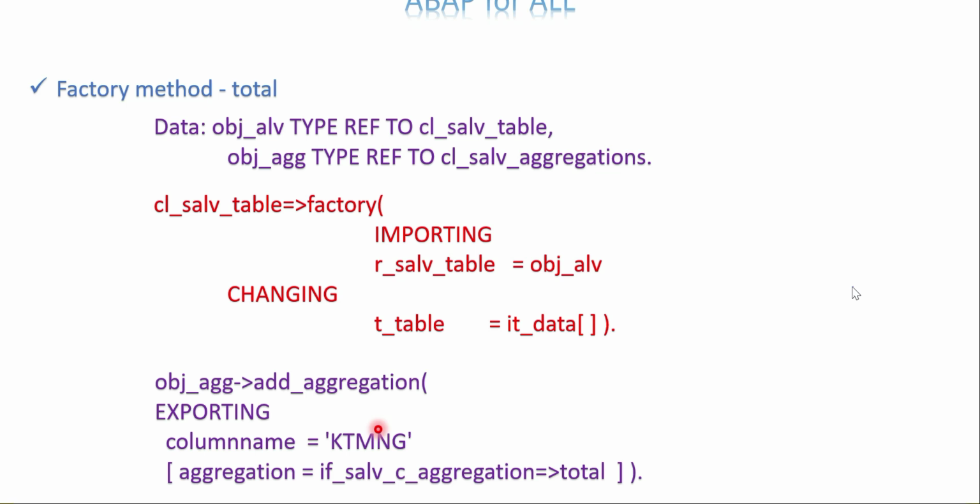So after getting the reference, I'm going to make a statement showing that I want the total of this particular column. So object reference and the method is add aggregation. Column name, what is the column name? It depends on your internal table. You need a column name. Just give that column name in capital letters.